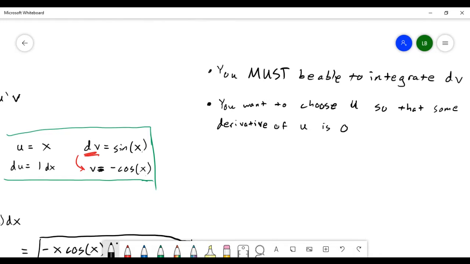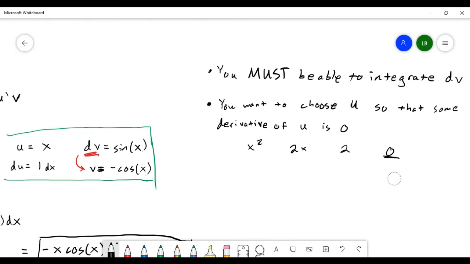And what I mean by that is, let's say you had the term x squared. Well, the first derivative of x squared is 2x, the second derivative is 2, and then the third derivative is 0. So there we would hit 0. So x squared would be a good u. If we had something like e to the x, well, its derivative is just e to the x no matter what. So that wouldn't be as good of a u.